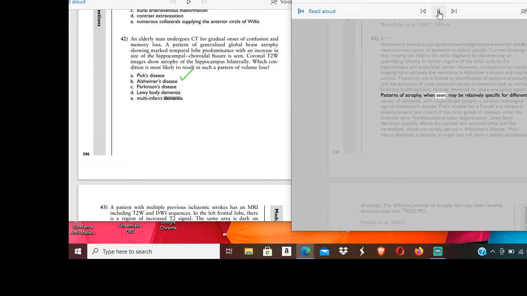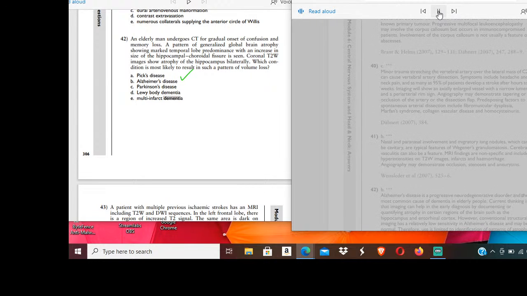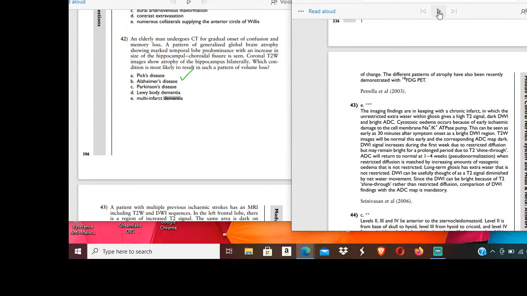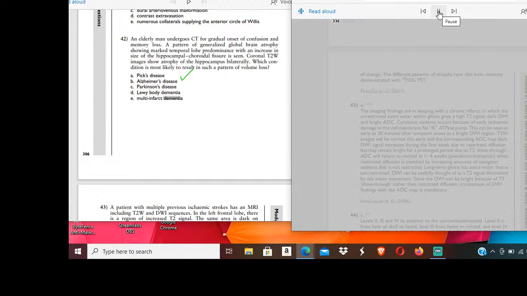Patterns of atrophy, when seen, may be relatively specific for different causes of dementia, with hippocampal atrophy a cardinal radiological sign of Alzheimer's disease. Pick's disease has a frontal and temporal preponderance and is part of the rarer group of diseases under the umbrella term frontotemporal lobe degeneration. Lewy body dementia typically affects the parietal and occipital lobes and the cerebellum, which are usually spared in Alzheimer's disease. Multi-infarct dementia is vascular in origin and will show a patchy distribution. The different patterns of atrophy have also been recently demonstrated with 18-FDG PET.